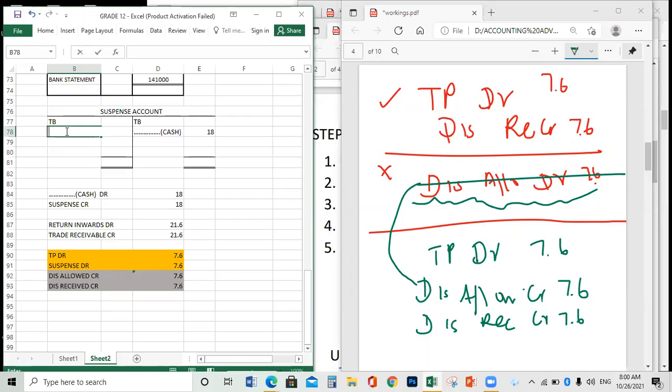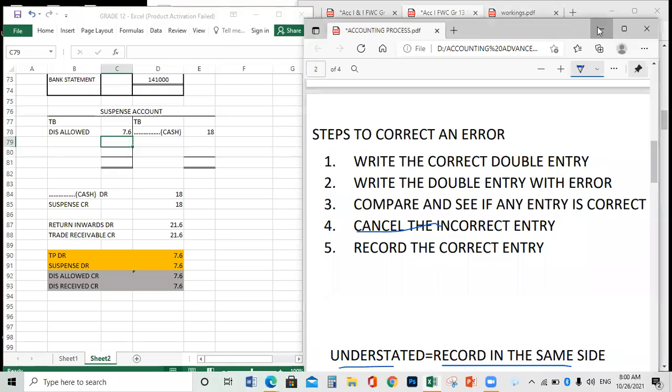Okay, you can debit and you can say, guys, discount allowed. That was the mistake, right? They went and recorded it as a discount allowed. So go and say it's discount allowed 7,600. Okay, so that is done. Now go to the next one.